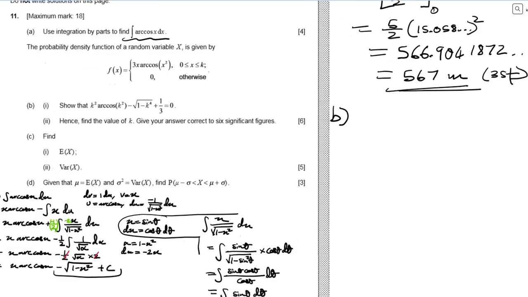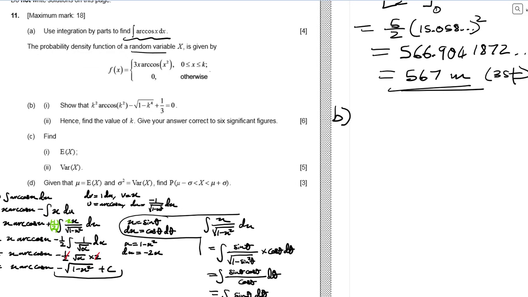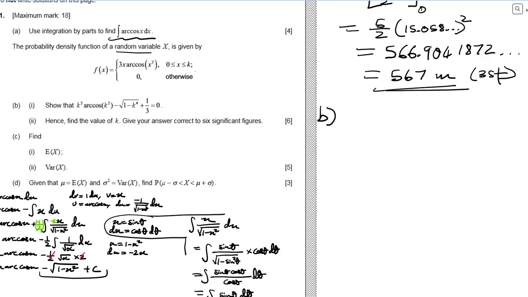Part B: the probability density function of a random variable x is given by this piecewise function. Show that k squared arc cos k squared minus this is equal to 0. Okay.